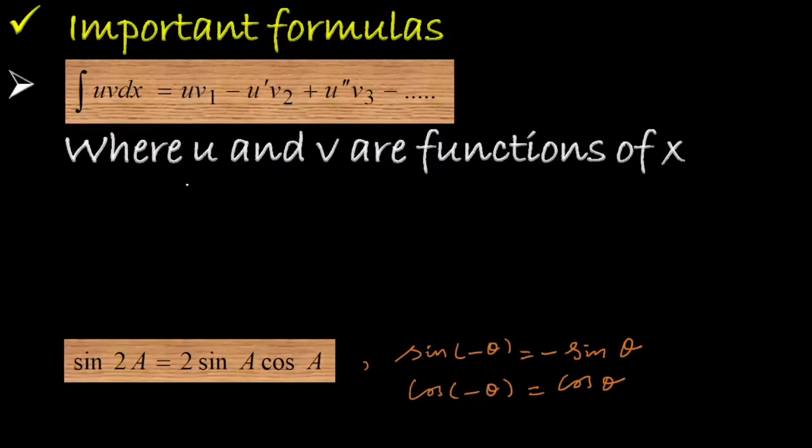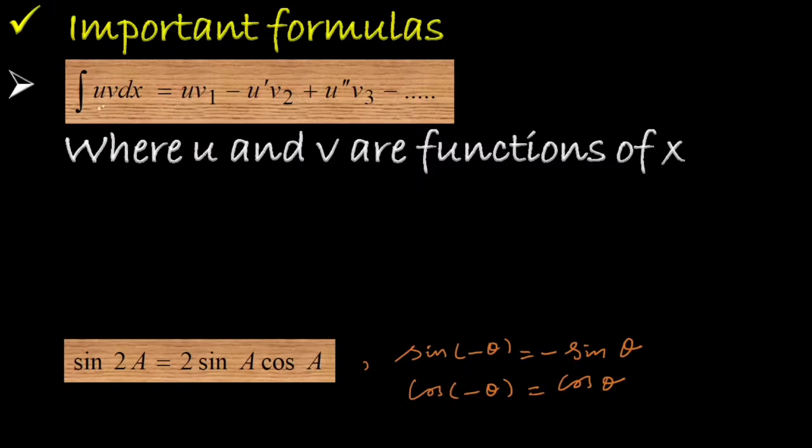Before I enter into the problem, we have to take a short look over the formulas that we are going to use to find the Fourier series representation of the given function f of x is equal to x sin x. The first important formula you should know is integral u v dx is equal to u v1 minus u dash v2 plus u double dash v3 etc. Here both u and v are functions of x.